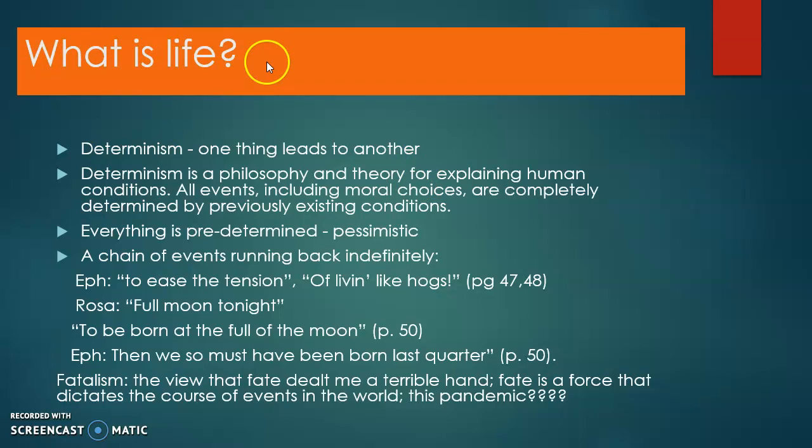And so, a question is asked by Ephraim. Rosa asked him, why are they quarreling and shouting in the streets? I think that was an incident with Mavis and the prostitute bringing her men in the yard. And Ephraim's response was, they're shouting so that they could ease the tension. What kind of tension? Tension of living like hogs. And so what is life? Life is that we live like hogs?